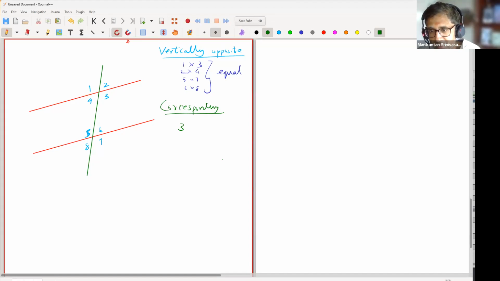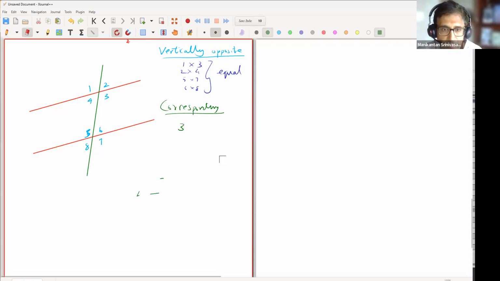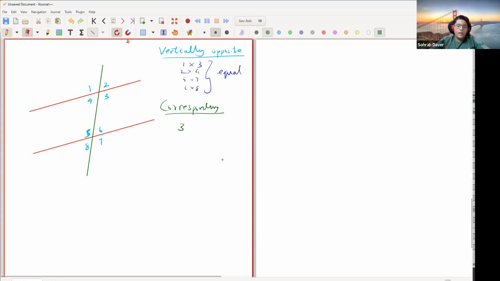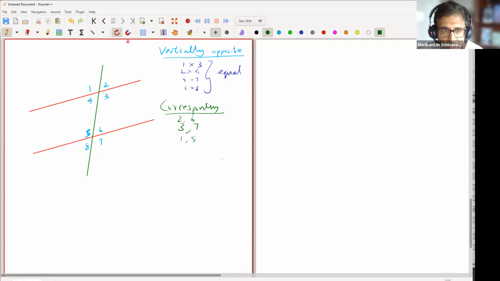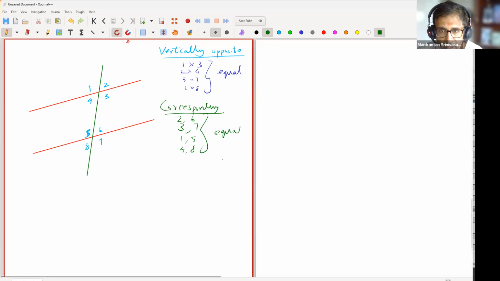Corresponding means? Oh, so 2 and 6, sorry. Yeah, 2 and 6. There should be like an L shape, right? This guy and this guy are corresponding. And corresponding angles are equal or they're supplementary? So they're equal. Okay, so 3, 7, 2, 6, 1, 5, 4, 8, right? All of these are corresponding. They are also equal.